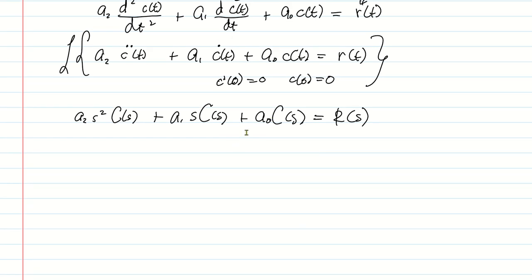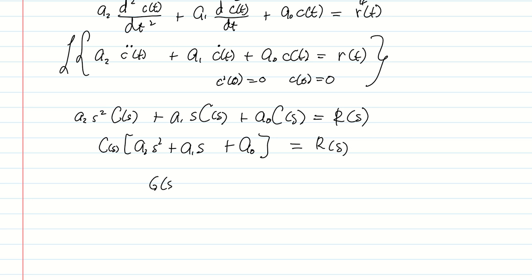So rearranging this equation, factor out C of s. This is a capital letter because this is now in the s domain. So we have a2 s squared plus a1 times s plus a sub 0, and this is equal to the input R of s. Then output over input, our transfer function will be equal to 1 all over a2 s squared plus a1 times s plus a0.